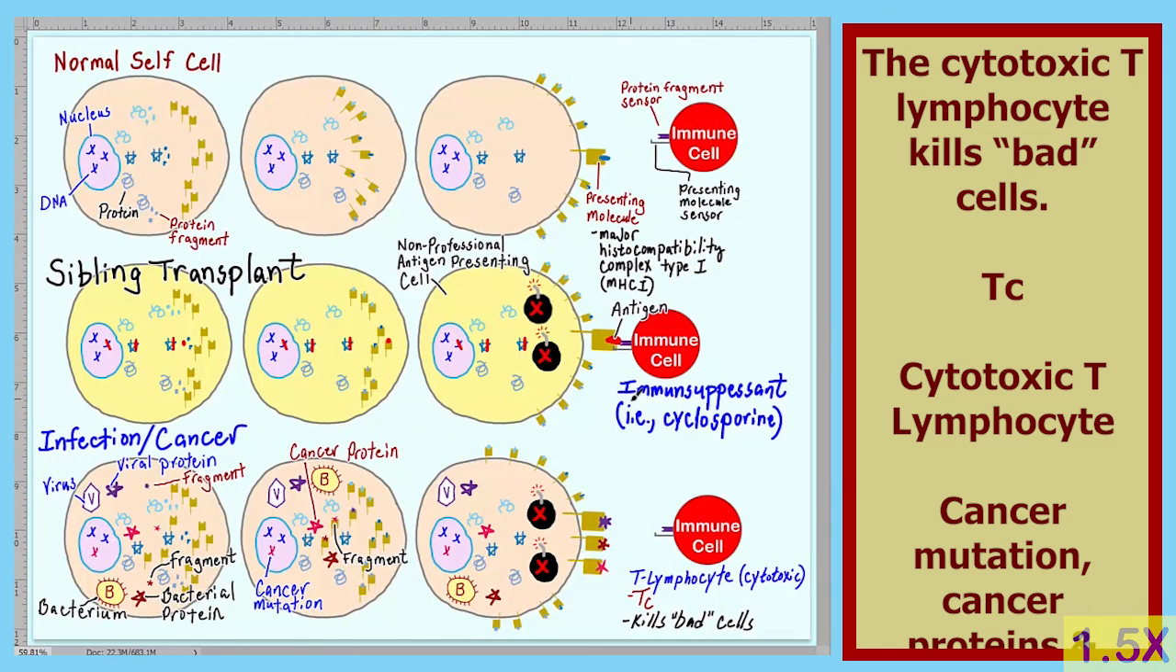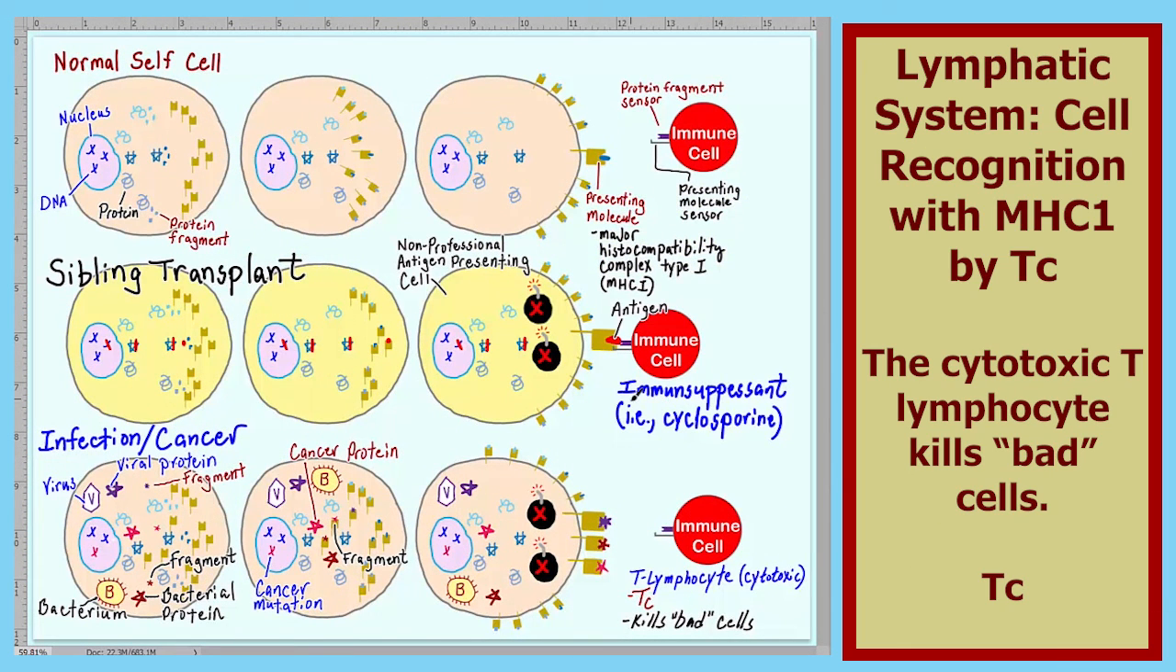So this concludes our lecture on immune system recognition using the major histocompatibility complex class 1 or type 1, abbreviated as MHC1. I hope you've learned a lot.